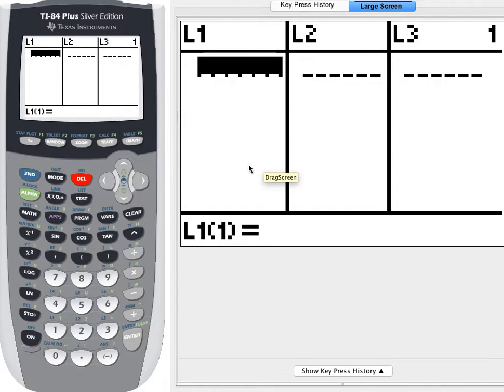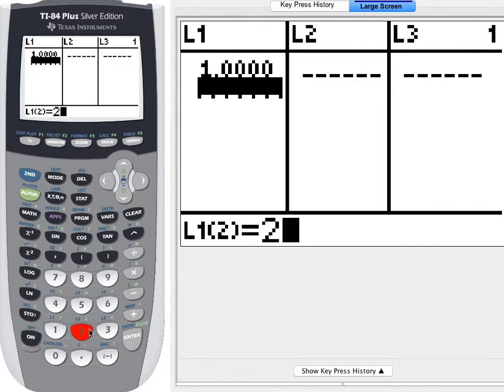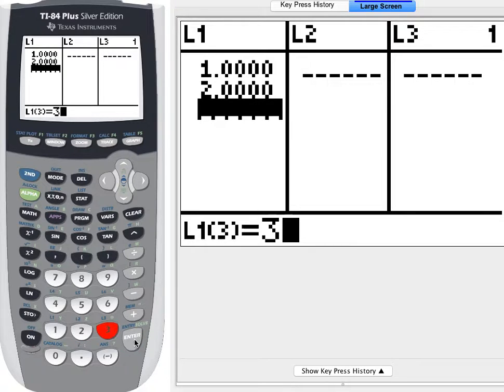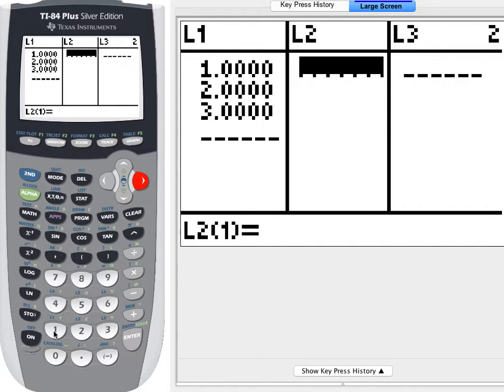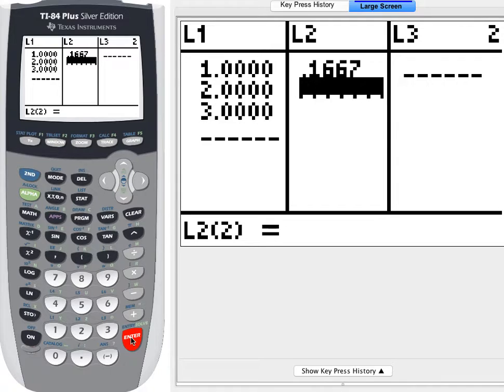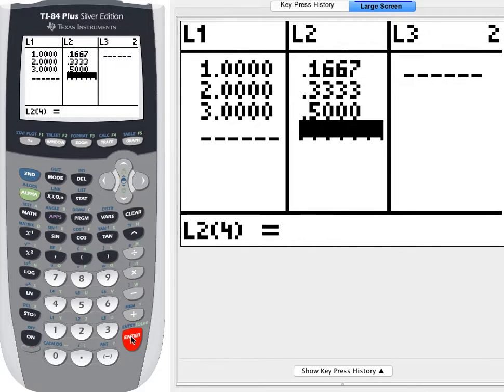First thing I'm going to do is create that same table in the calculator. So in L1, I will put in a 1, a 2, and a 3. Then over in L2, remember that probability is 1/6, so I'll put in 1 divided by 6, enter. Then it was 2/6, so 2 divided by 6, enter. And then the last was 3/6, but I know that's just a half, so I just type in a half.